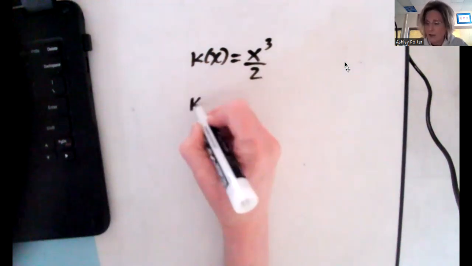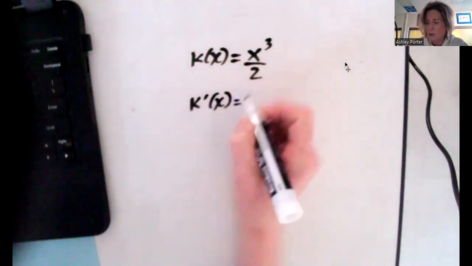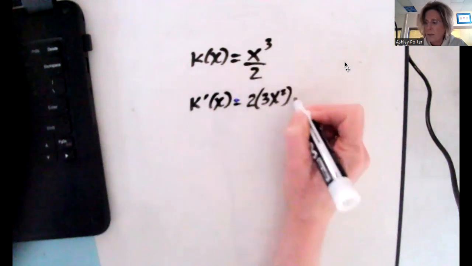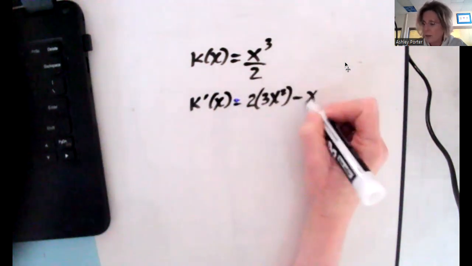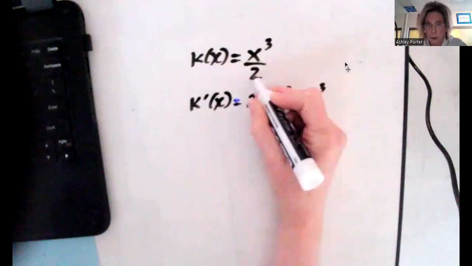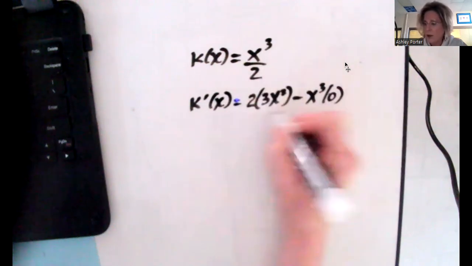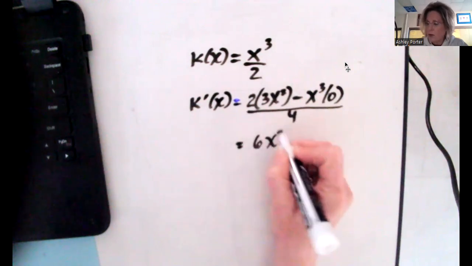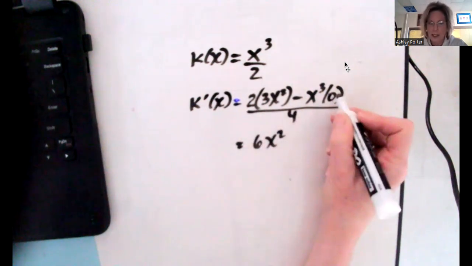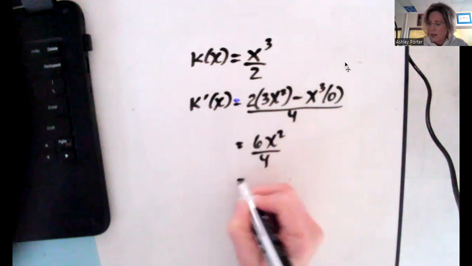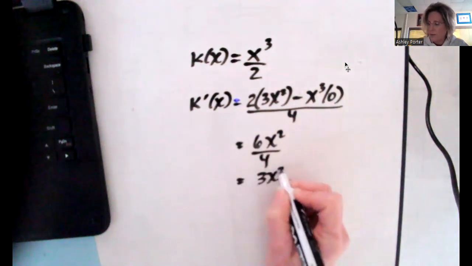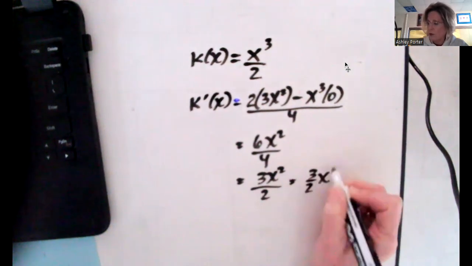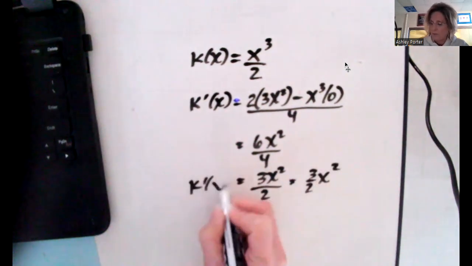Let's examine that. So k prime of x equals low d high minus high d low, the derivative of the bottom 0, all over low. That gives you 6x squared minus 0. So just 6x squared on top over 4. And that gives you 3x squared over 2 or 3/2 x squared. Either one of those is appropriate.